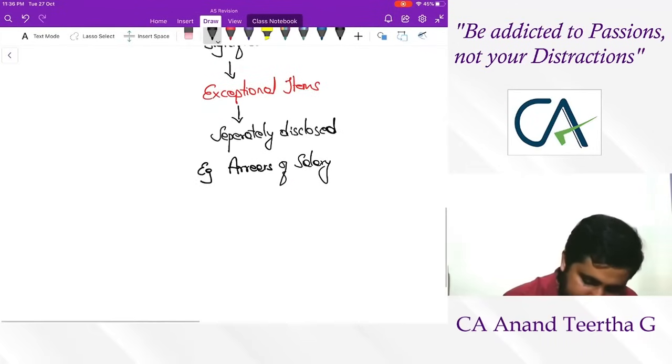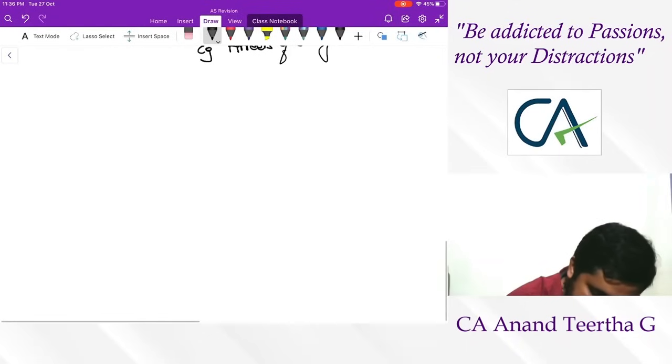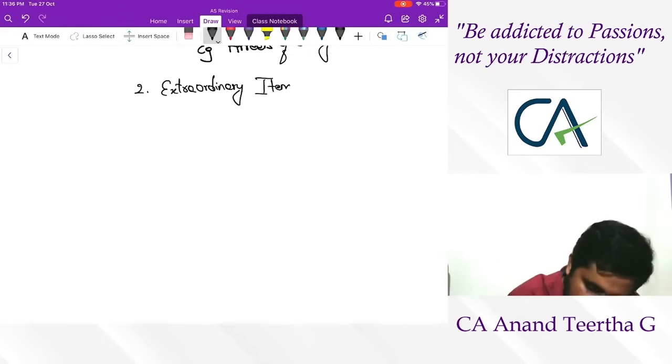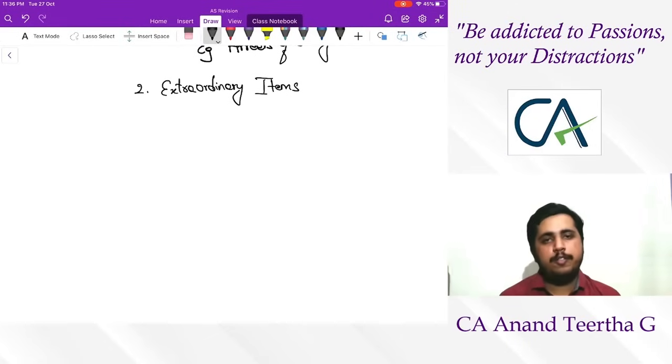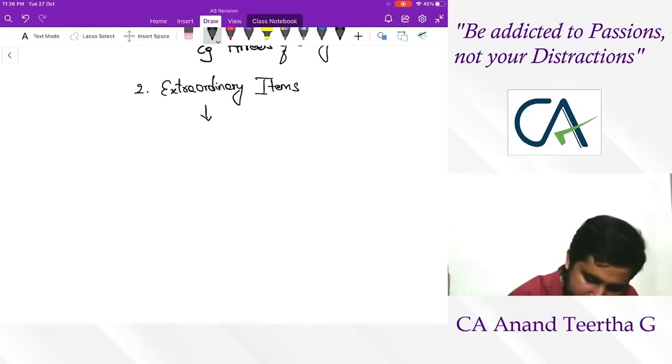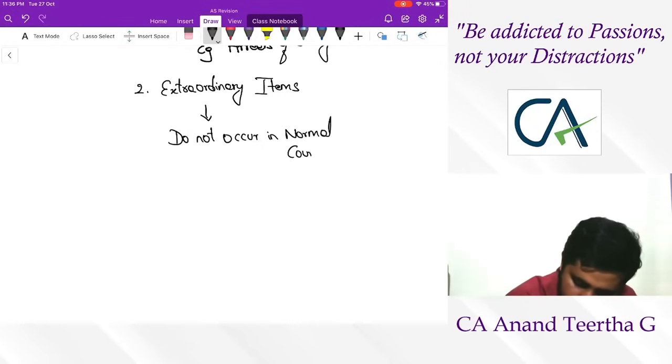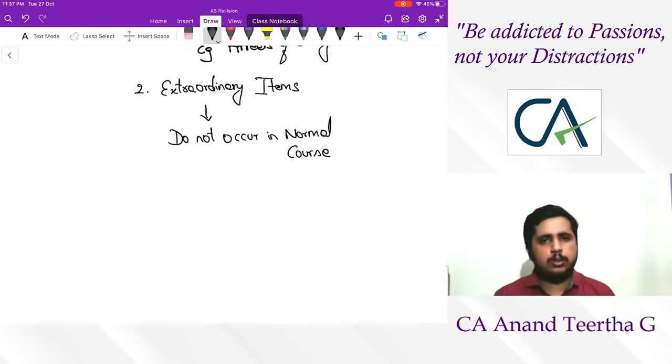Now the second one, we call them extraordinary items. What do we mean by extraordinary items? Basically opposite to ordinary, they do not occur in the normal course of business. It's a new one, so by nature it's a new thing. You can't expect that to happen. So those things are called extraordinary items.